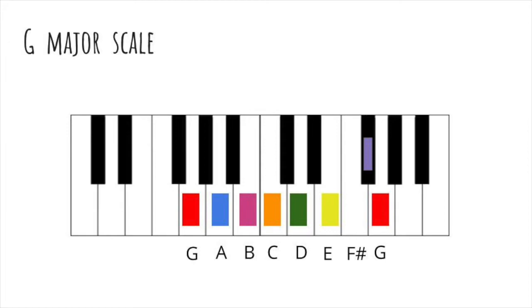And that followed the same pattern of G to A is a tone, A to B is a tone, B to C is a semitone, C to D is a tone, D to E is a tone, E to F sharp is a tone, F sharp to G is a semitone. And we've arrived back at the octave. That's the defining relationship for the major scale, those tones and semitones.